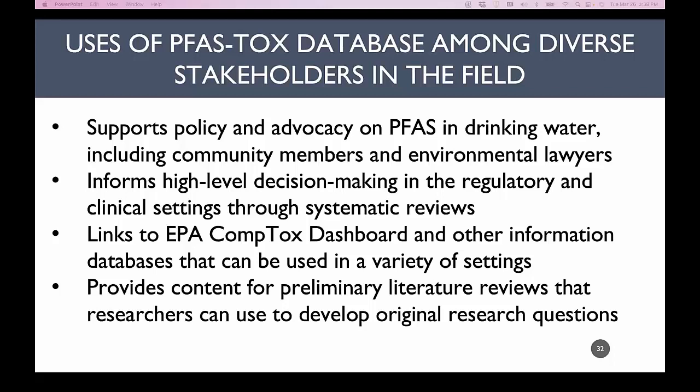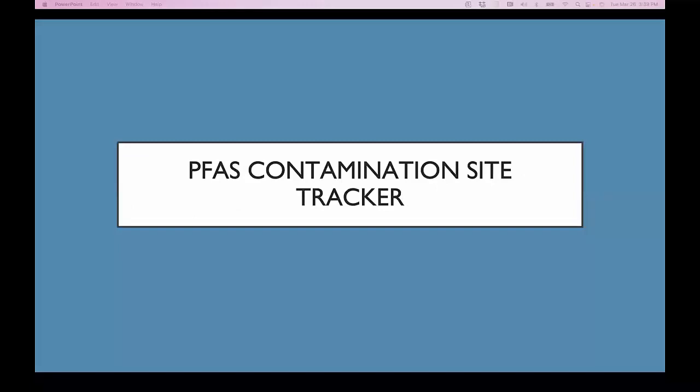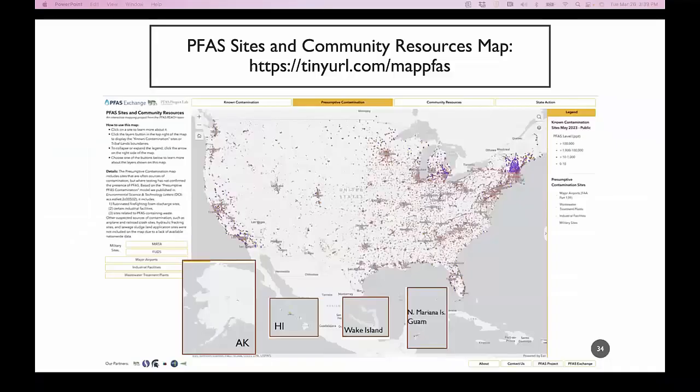Great. Thank you, Julia. I'm going to talk about two data sources that we have on the PFAS project website. The first is our PFAS sites and community resources map. And this is an interactive map made through the ArcGIS Experience Map program. The map itself, there's a shortened link there, has several different layers, including known contamination sites, presumptive contamination sites, community resources, which includes things like the location of community groups, and then the state action tab, which includes information like which states have drinking water advisory levels.